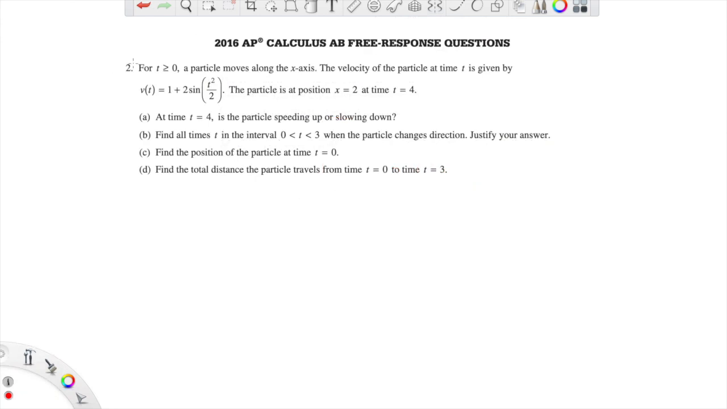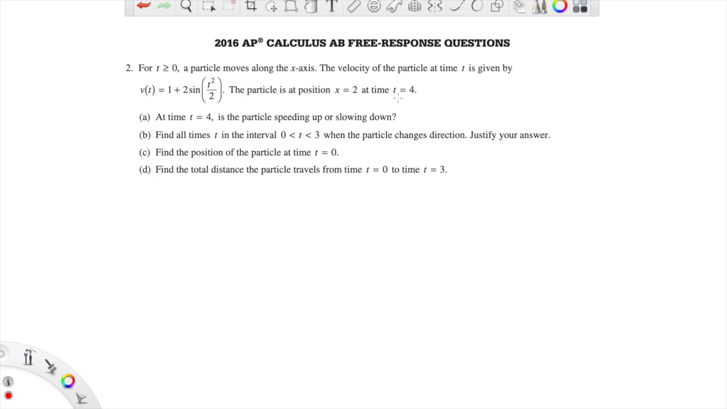For our last problem, we'll do question 2 from the 2016 exam. I thought this was a nice one to go over. So the question asks, for t greater than or equal to 0, a particle moves along the x-axis. The velocity of the particle is given by this function. And then the particle is at position x equals 2 at time t equals 4.